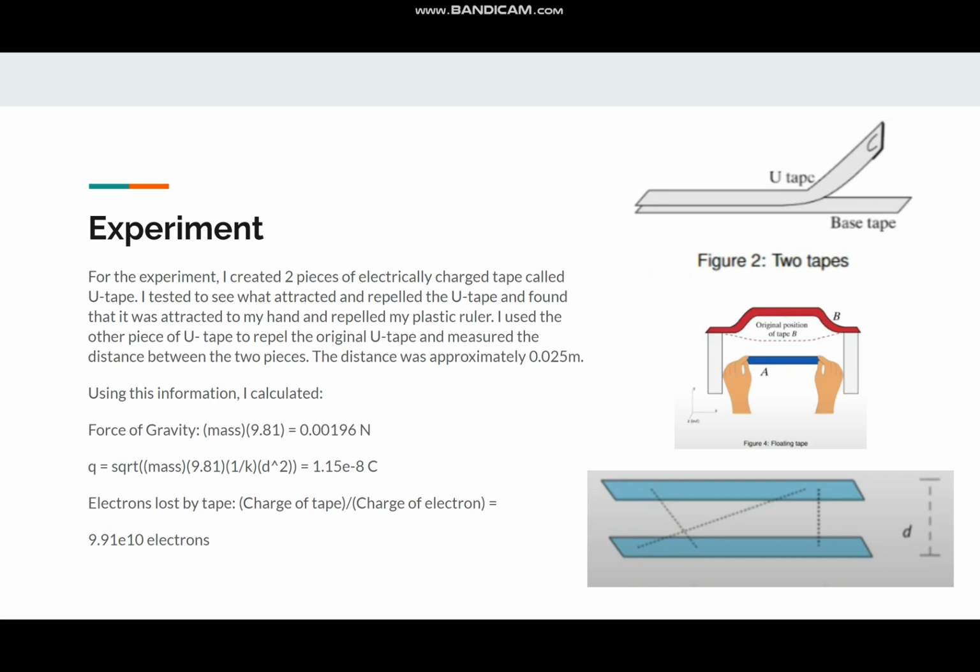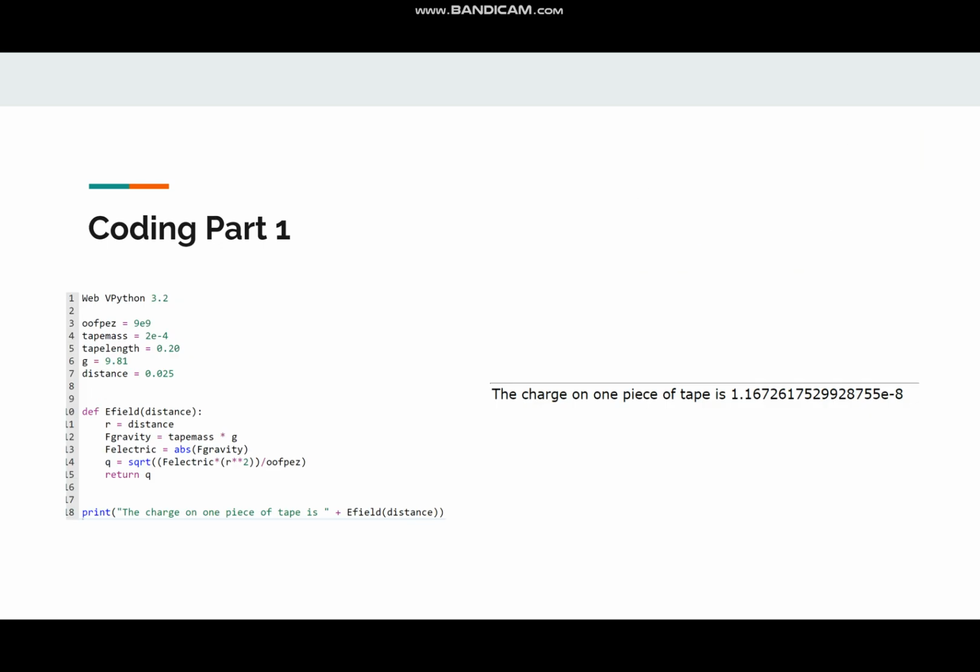Now, using this information, I did my own little calculations and found that the force of gravity was 0.00196 newtons, and that the charge that I found that the tape had was 1.15 times 10 to the negative 8 coulombs. And using that charge, I found that the electrons lost by the tape was approximately 9.91 times 10 to the 10 electrons. Now, for the coding, this is a simple piece of coding. I found that the actual charge was relatively close to my calculated charge. The actual charge is 1.167 times 10 to the negative 8 coulombs. So not too bad there.